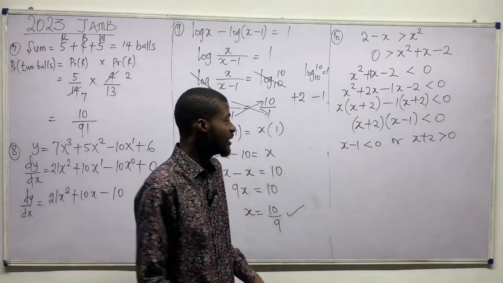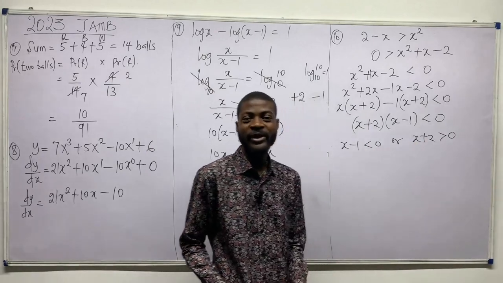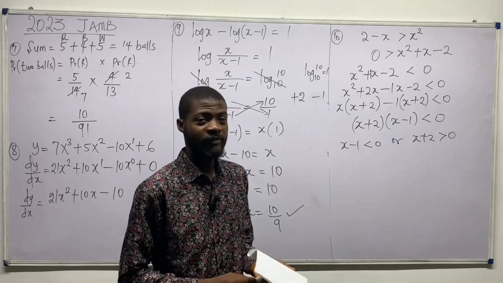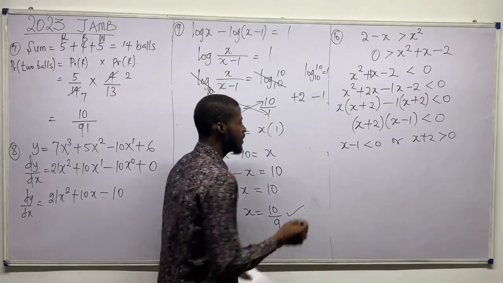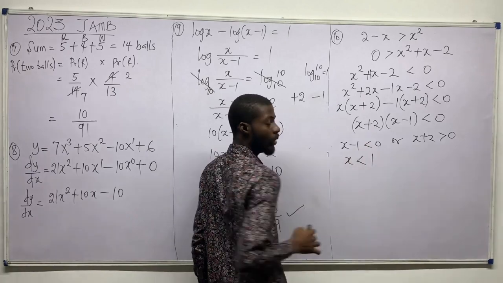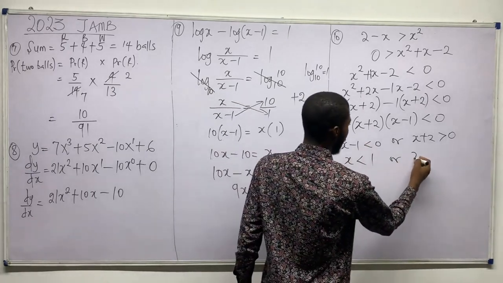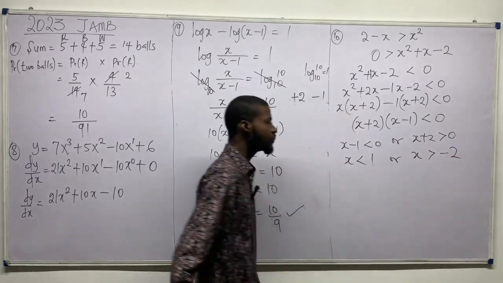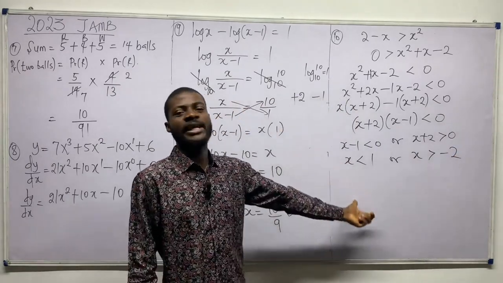You can see what I just did. The signs are not the same. You have to be very careful. That is why you have to go watch that very video on inequalities. It is very, very, very important. So this is x less than, if minus 1 goes all the way to become ordinary 1, or x greater than, plus 2 goes all the way to become minus 2. Now, this is the answer.